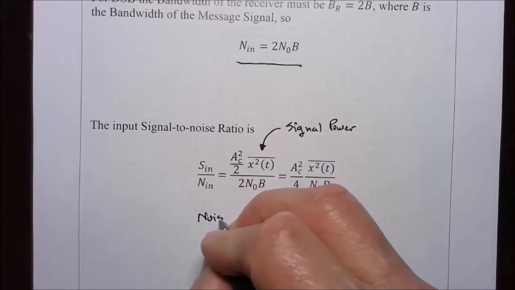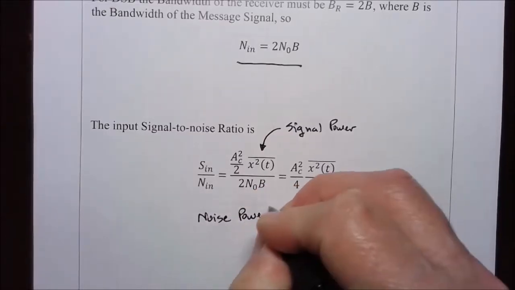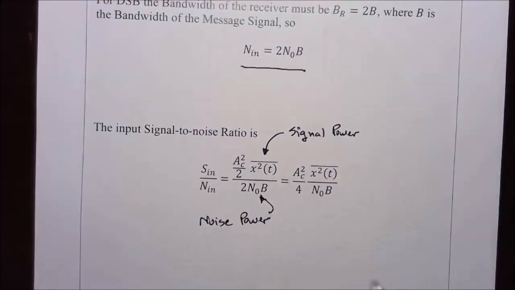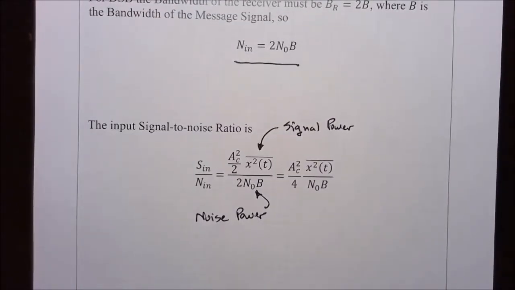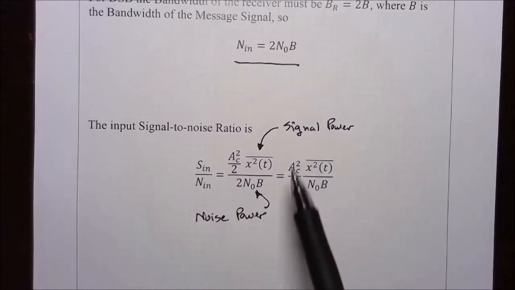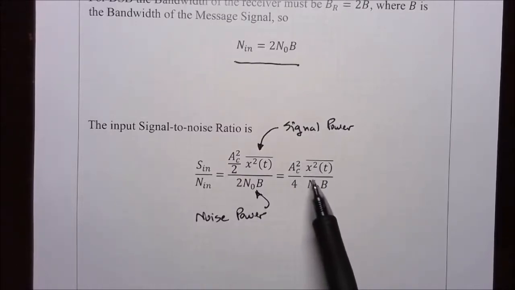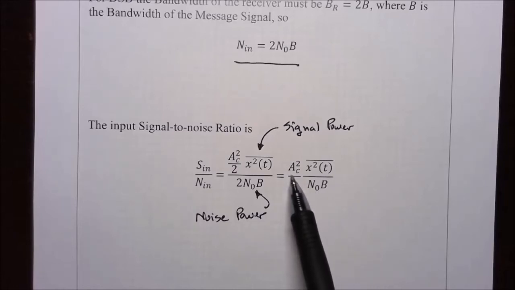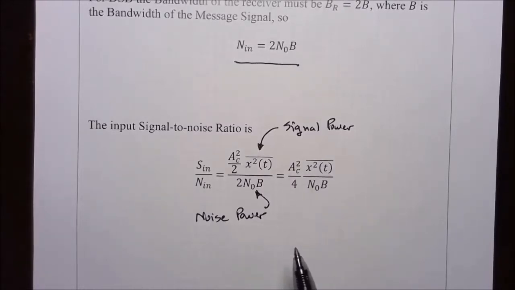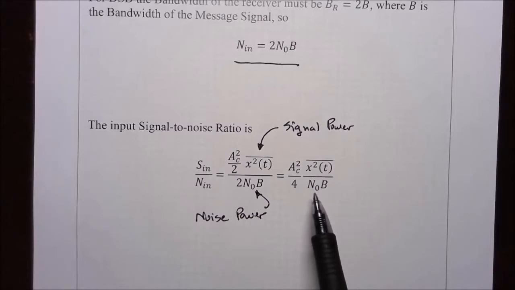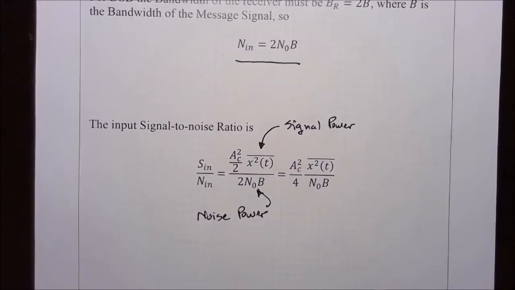The noise power goes in the bottom of the fraction, and this now is an expression we can use for the signal to noise ratio. It's expressed in general terms. Did a little algebra to come up with this expression. It involves the amplitude of the carrier, the power of the message signal, the background noise intensity, and also the bandwidth of the bandpass filter.